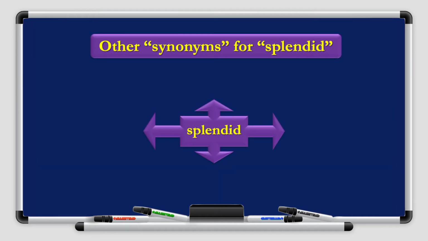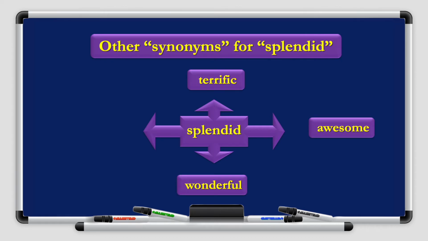Synonyms for the word splendid are terrific, awesome, wonderful, and fantastic. All of these words mean the same thing. If you say splendid, terrific, wonderful, awesome, or fantastic, as you all are, my dear viewers, these are the synonyms for the exact same word, which is splendid.